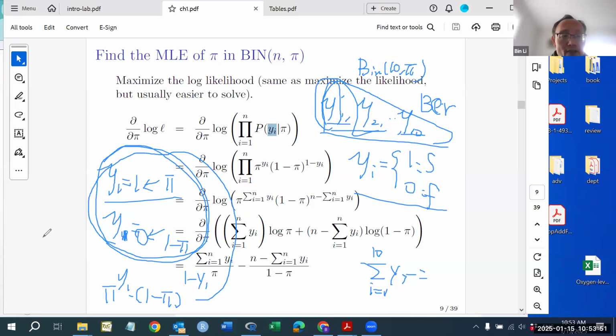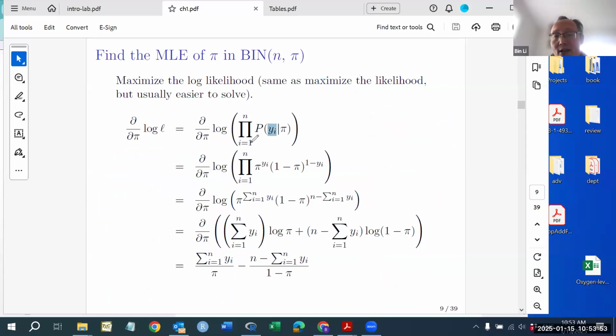Is that right? So if you understand that, then we can rewrite it to be this one: pi to the power of yi times 1 minus pi to the power of 1 minus yi, for i from 1 to n. We have n trials. Okay? And then that is what we have. And then we will take a log. And you may ask, why do we need to take a log? Because taking the log is convenient, just for convenience.